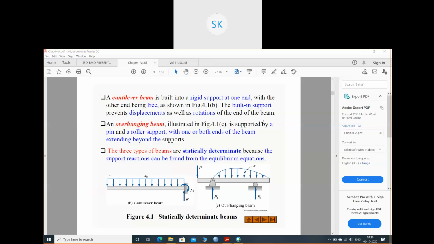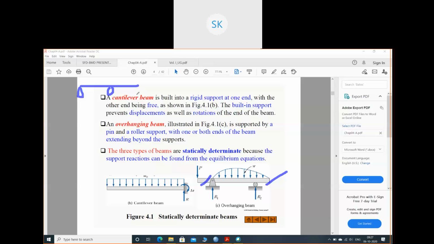It is supported by a pin and a roller, with one or both ends of the beam extending beyond the support. So they are extending beyond. This is the overhanging part. Either this is the condition, or you can get a situation like this also. Suppose this is the pin support and this is the roller support. So this part also overhangs. So this will also be called an overhanging beam.